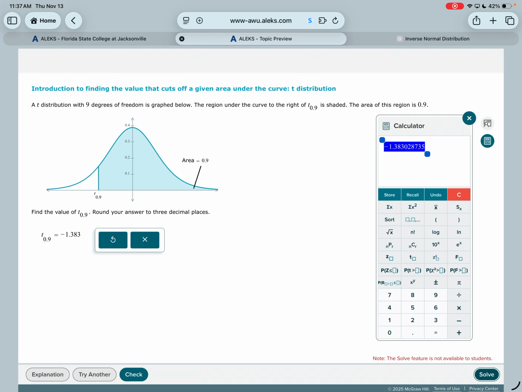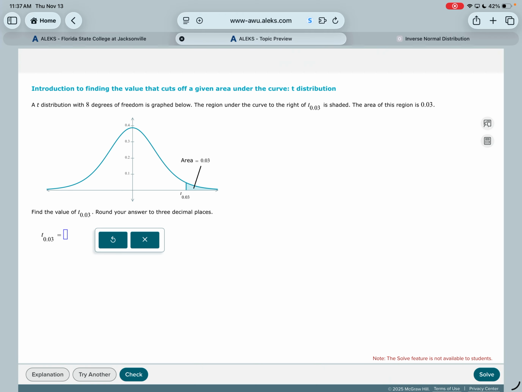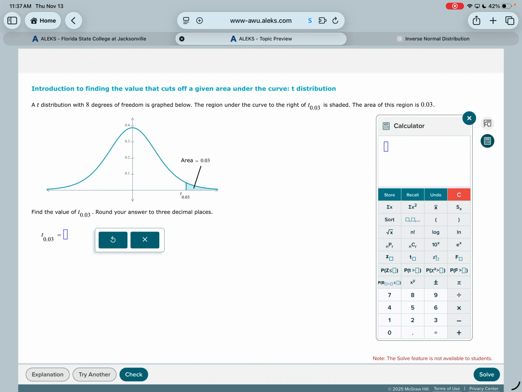Okay. So what you're actually doing here is they give you the area, and you're trying to figure out what the T-score that goes along with that is. So like this one, I would click T-score, 0.03. Degrees of freedom is 8. But everything kind of works the same as the Z-score. It's just a different button. So my T-score that gives me 3% to the right would be 2.189.